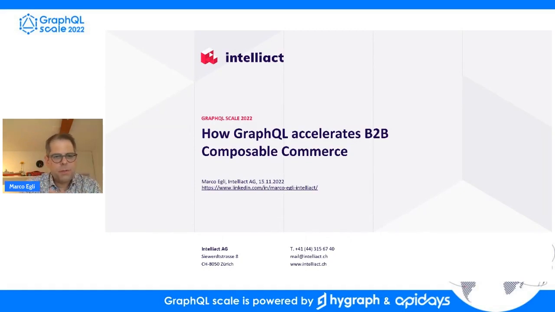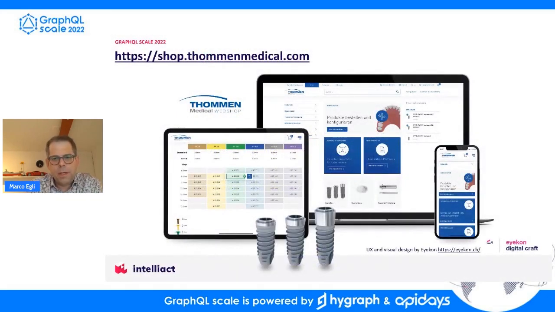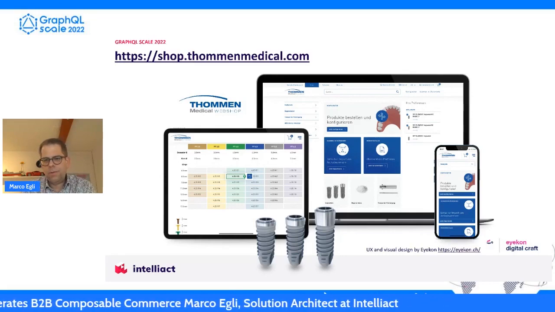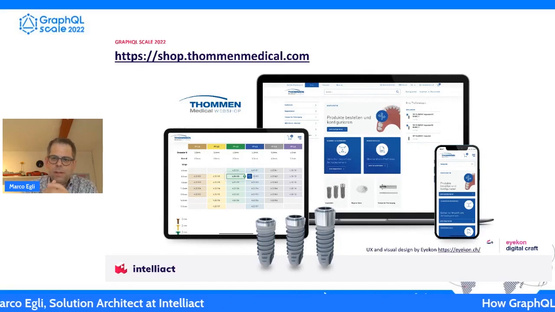There are quite a lot of keywords in this title, and I'm going through the slides one by one, so I try to explain everything that happened in this showcase. I'll start with the case itself. In this presentation, I'll talk about the showcase of Tom Medical, where we built an online shop with a particular focus on the approach and the role of GraphQL.